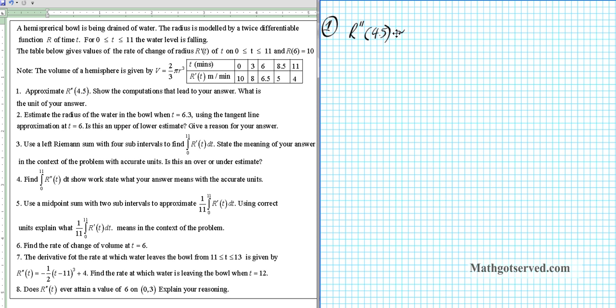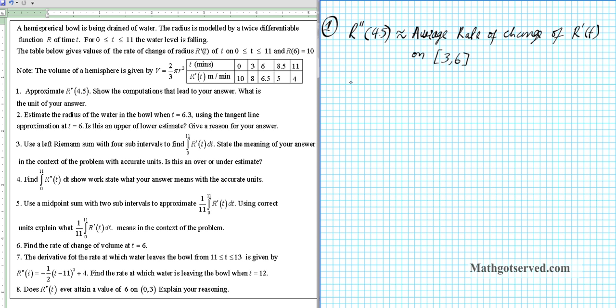So it can be approximated by the average rate of change of the derivative r prime of t on the interval containing 4.5. The interval containing 4.5 is 3 to 6, right? So we're estimating the instantaneous rate of change, or the slope of the tangent line at 4.5, using the secant line on this interval.